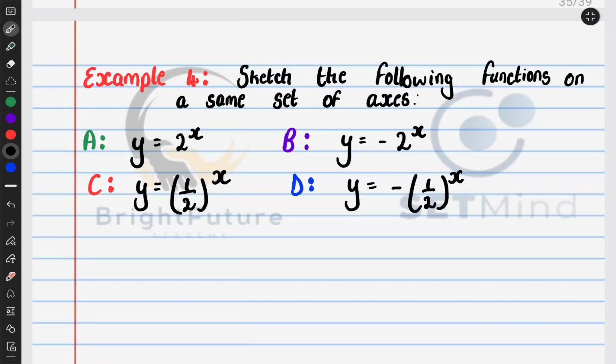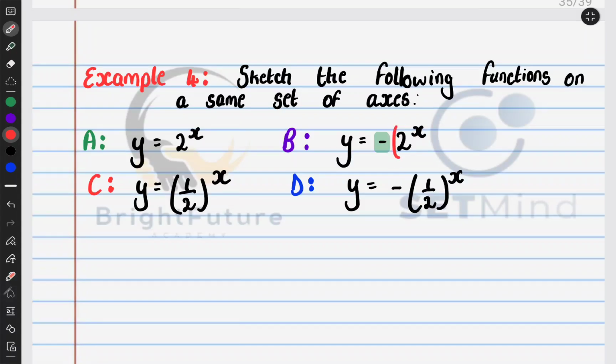Introducing a negative sign to the function, what does it do? You should be well familiar with what introducing a negative sign does to the function, and that is it flips or reflects the function about the x-axis.